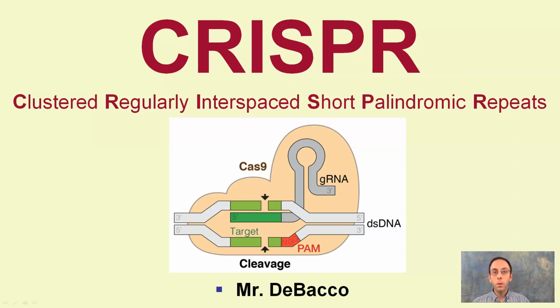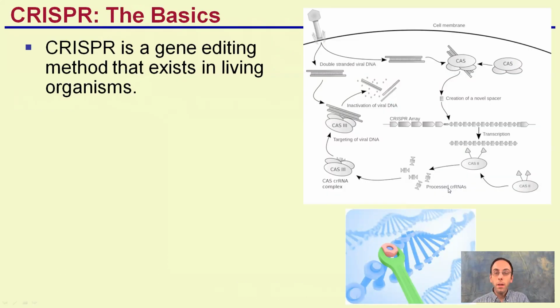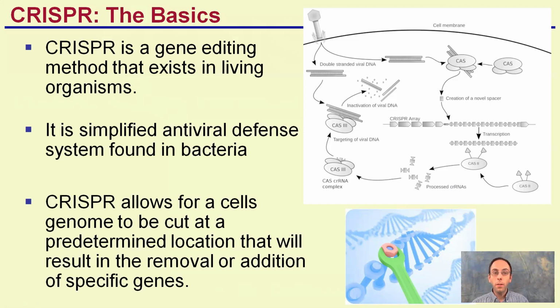Here I'm going to go over a gene editing technique gaining a lot of popularity in the scientific community called CRISPR. So CRISPR, the basics of it is that it's a gene editing method that exists in living organisms. It's a simplified antiviral defense system found in bacteria. Scientists have been able to identify this and are now using this for gene editing of many different cells other than just bacteria. CRISPR allows for cells' genome to be cut at predetermined locations.